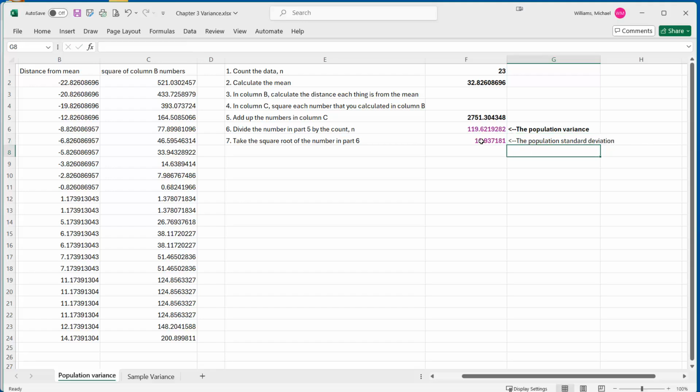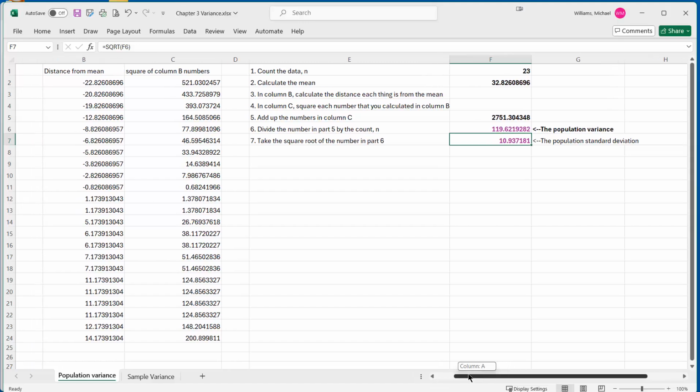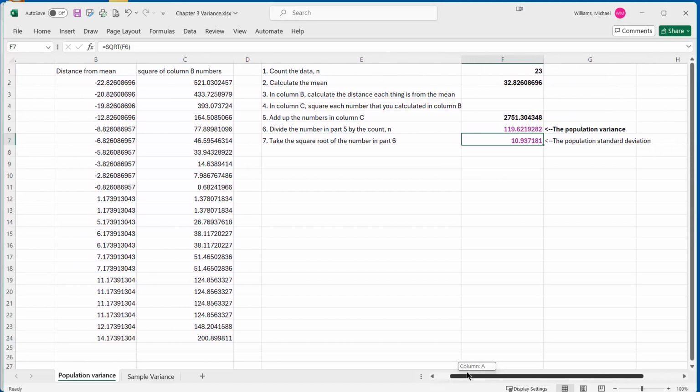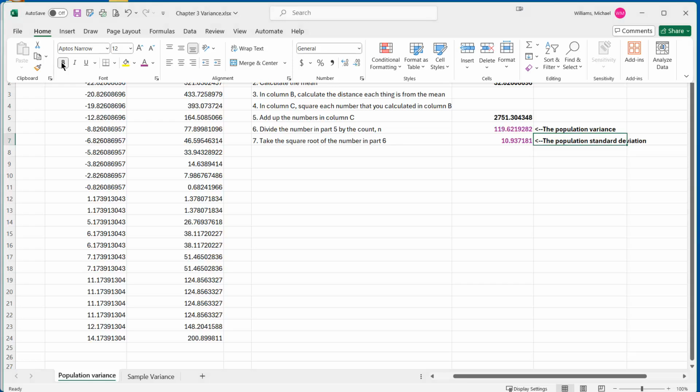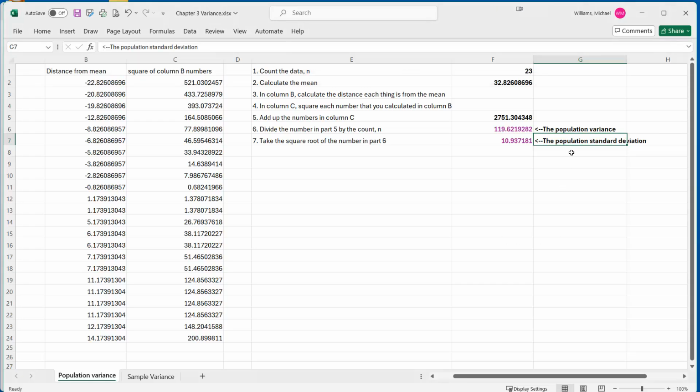Now this number is an amount of home runs. This number is in the same units as our original numbers. In this case, it's home runs. This number is not in any units. It's really in squared home runs, but what the heck does that mean? It doesn't mean anything. Nobody really understands that. Some statisticians like to talk about squared home runs, but a business person is like, squared dollars, what is that? This one is in home runs.